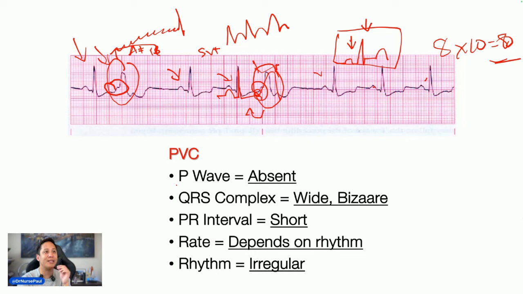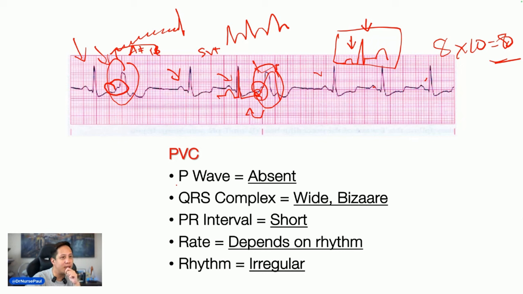Will you report it? How many PVCs per minute? At least six. If it's more than six, that's dangerous already. All right? If it's less than six, negligible. Just note it. All right? And I mean, your telemetry will capture it. All right? And these patients should be monitored.